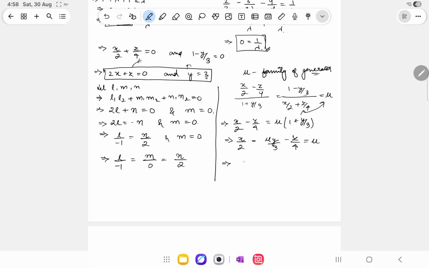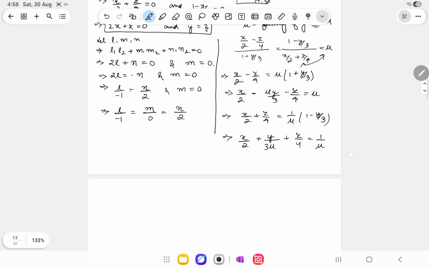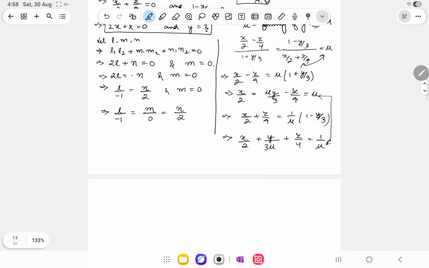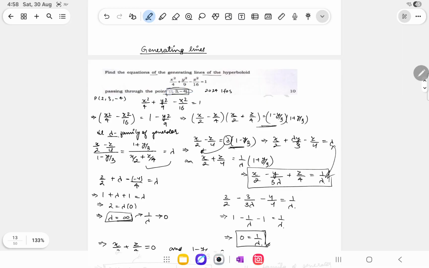That basically gives me x by 2 plus z by 4 is equal to 1 by mu into 1 minus y by 3, which on simplifying gives x by 2 plus y by 3 mu plus z by 4 is equal to 1 by mu. So these are two equations of planes, and the intersection of these two planes will give me the mu generator. I'll get it by substituting the given point, as it's passing via the generator.